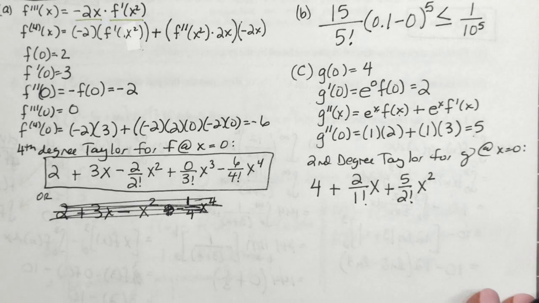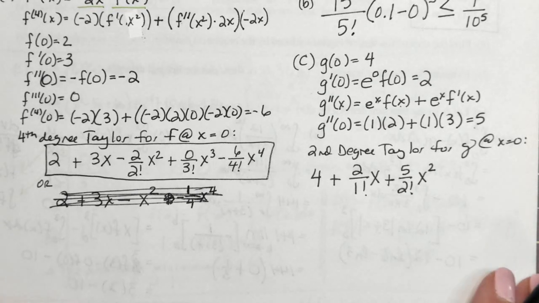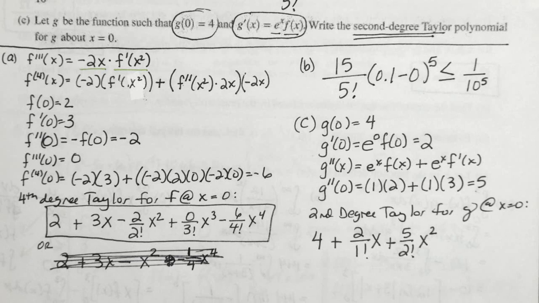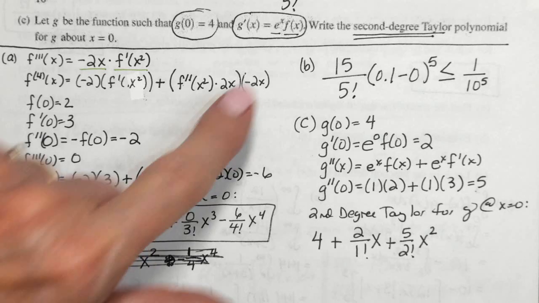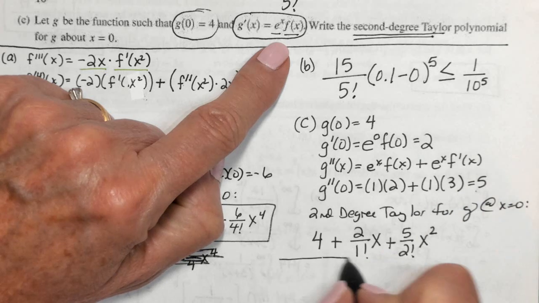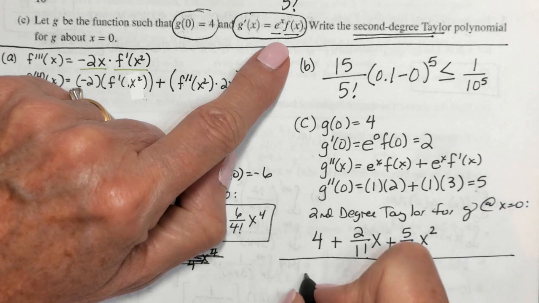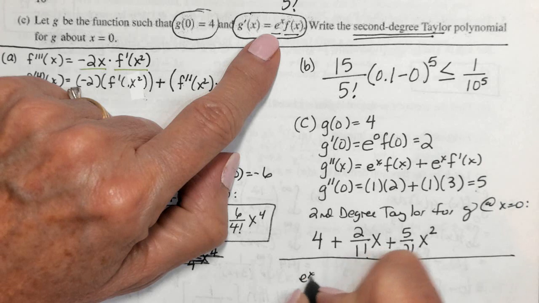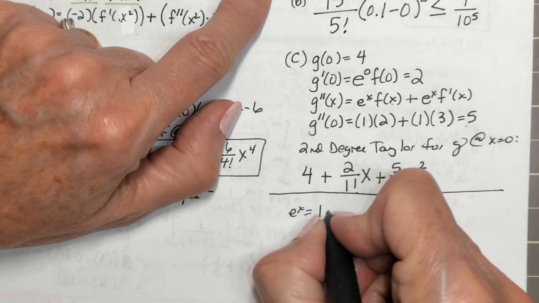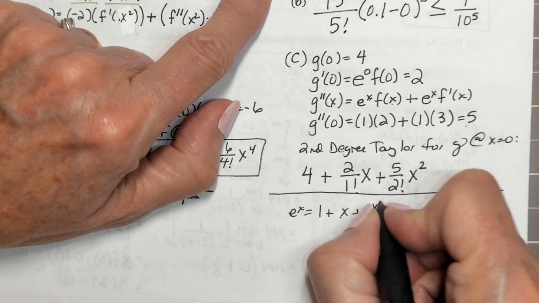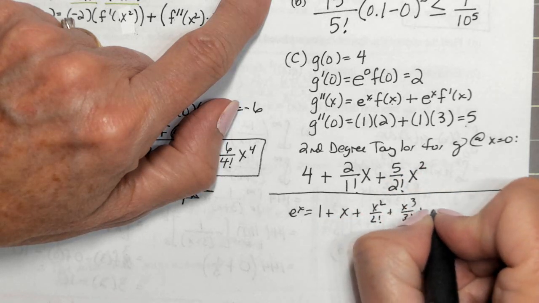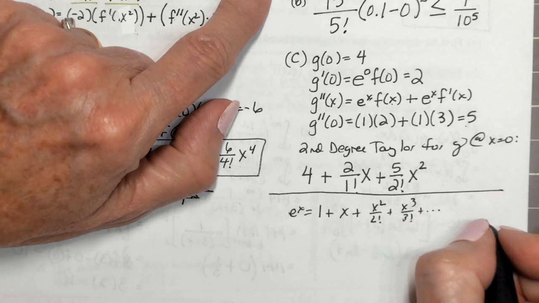I wanted to show you guys something, though, because I had a thought. On part C, I had a thought to do this another way, and it would be much longer than this process. Let's do this: e to the x is 1 plus x plus x squared over 2 factorial plus x cubed over 3 factorial plus on and on and on. That's e to the x.